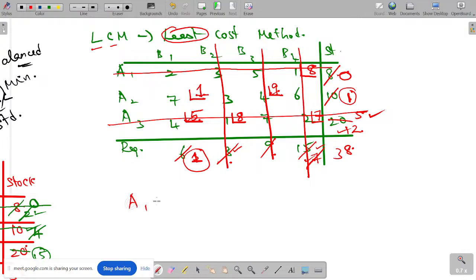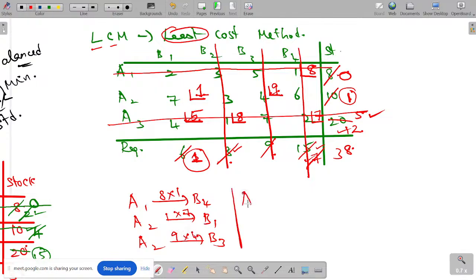So from A1 to B4, it is 8 units and 1 rupee cost each. A2 to B1, it is 1 unit required, 7 rupees cost. And A2 to B3, it is 9 units and 4 rupees each cost. Then A3 to how much? 15, 5, right? So this is A3 to B1, which is 5 units, 4 cost each. Then A3 to B2, which is 8 units, 1 cost each. And A3 to B4, which is 7 units and 2 cost each.